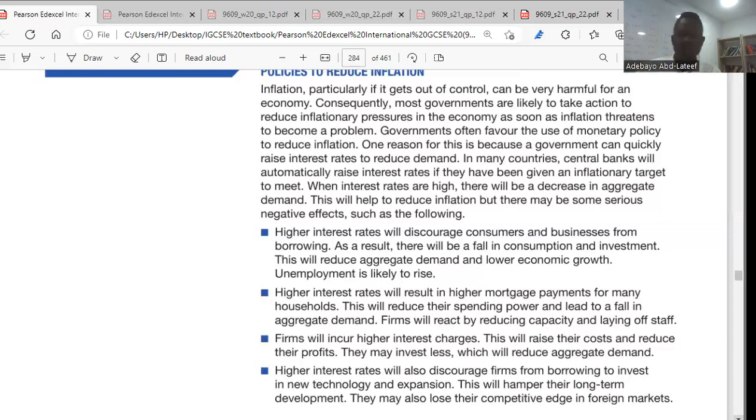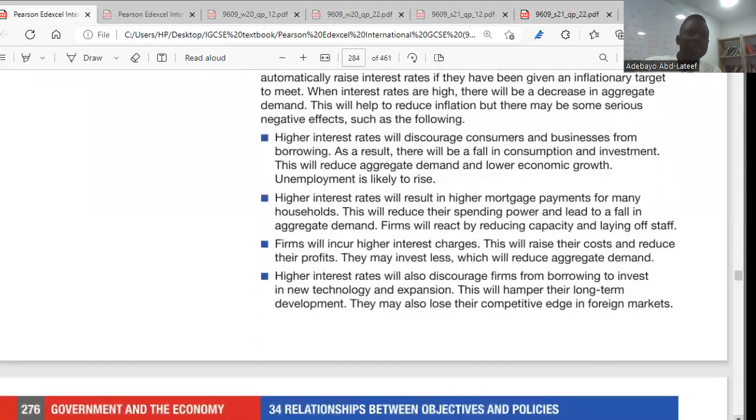Is it clear? The second point, high interest rates will result in higher mortgage payments for many households. This will reduce their spending power and lead to a fall in aggregate demand. Firms will react by reducing capacity and laying off staff. So those that have to pay mortgages, the mortgage that you have to pay for buying a house with credit. An increase in interest rate will automatically increase the rate of interest for mortgages. So that means households will have to pay more on their mortgage payments monthly. This will reduce their purchasing power.